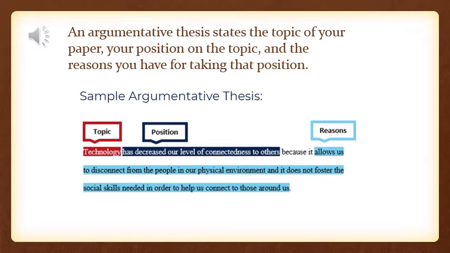The topic, shown in red, is technology. Our position, shown in dark blue, is that technology has decreased our level of connections to others. Our reasons, shown in light blue, are that it allows us to disconnect from the people in our physical environment, and it does not foster the social skills needed in order to help us connect to those around us.